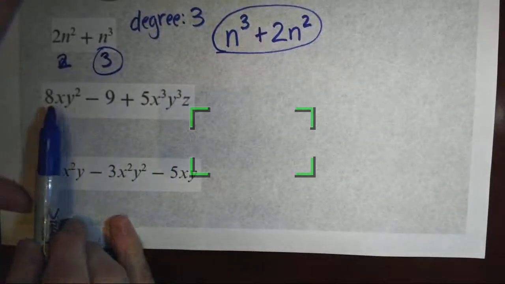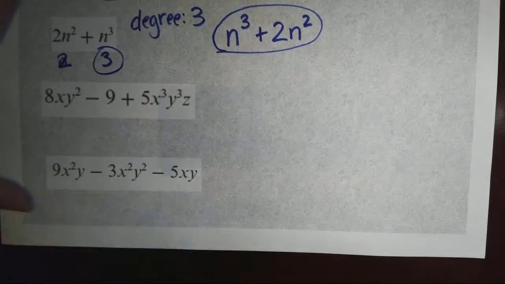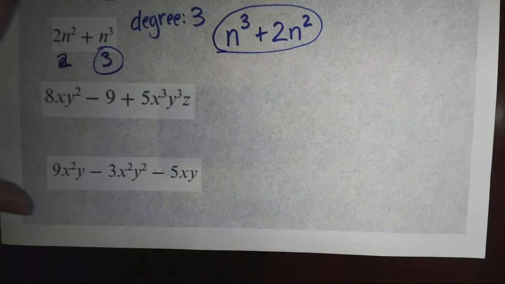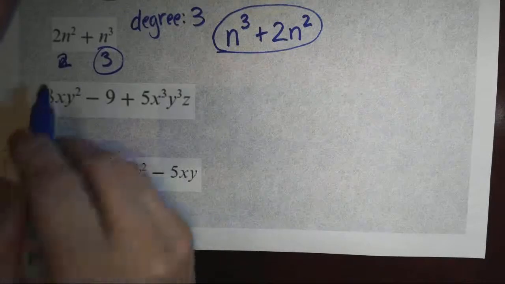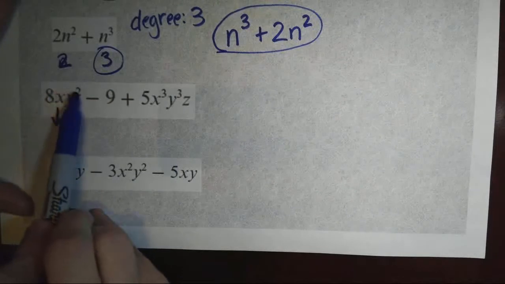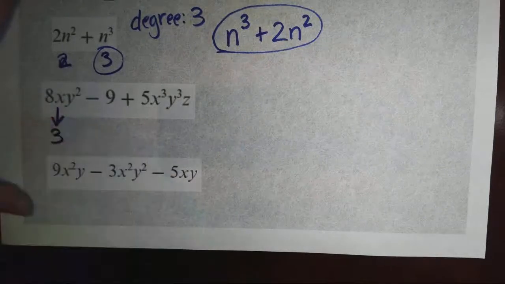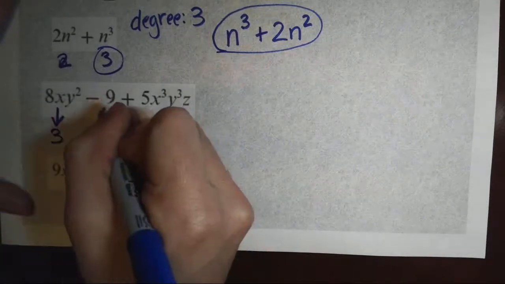It's got 3 terms, 1, 2, 3. Now, in order to find the degree, we have to find the degree of each term individually. The degree of this term would be 1 plus 2, because the exponent on the x is 1, the y is 2, and 1 plus 2 is 3. So the degree of that term is 3.